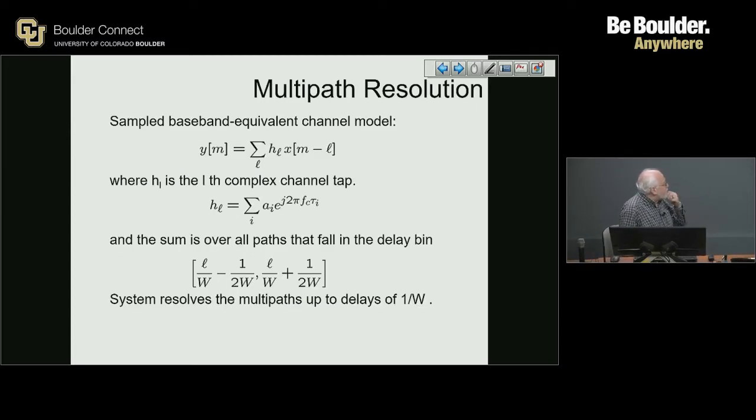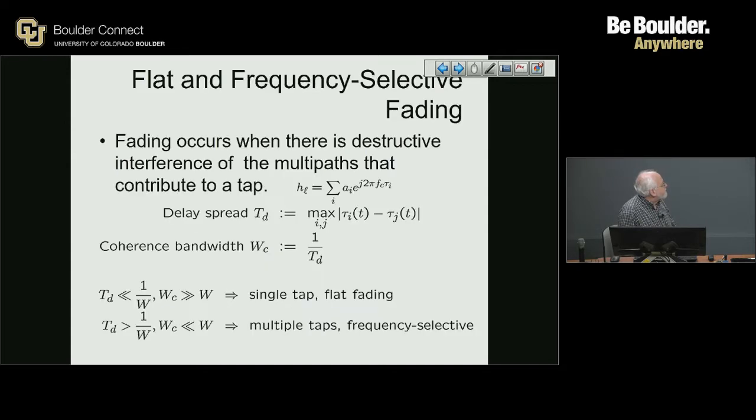And we're really not going to do much with this, but you need to at least be aware that this is what we try to do. We do modeling of each of these reflections as a complex reflection coefficient as it comes off of a boundary. And that leads us into what's called flat and frequency selective fading.